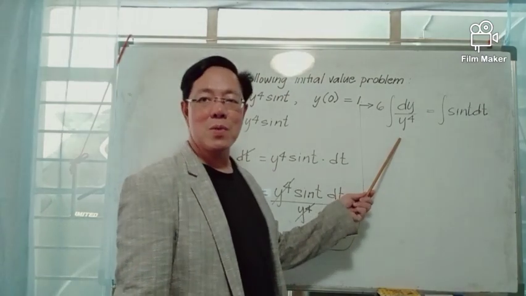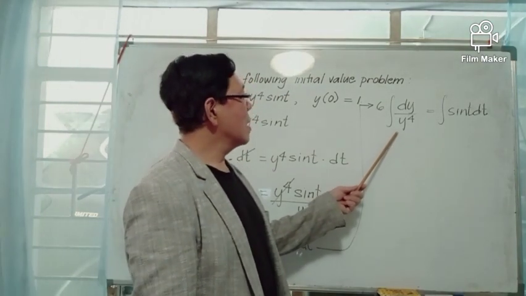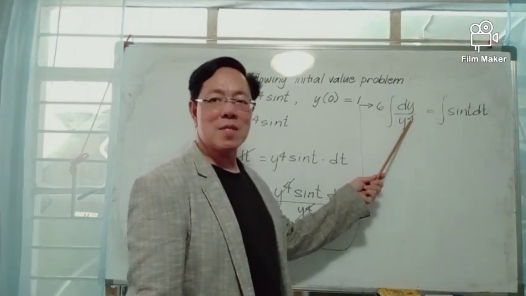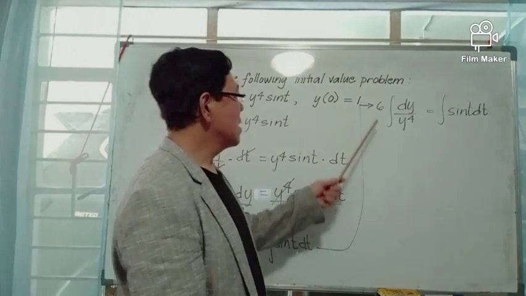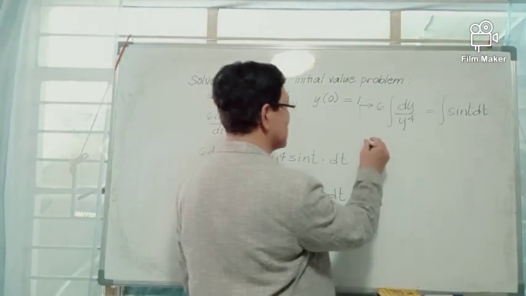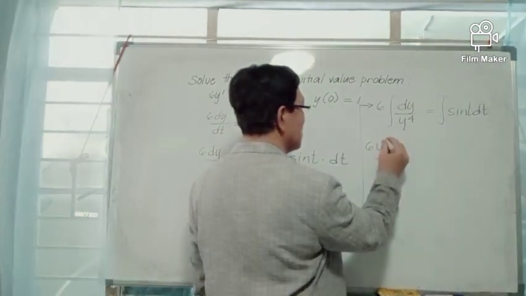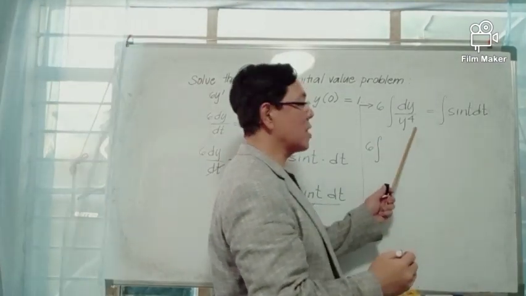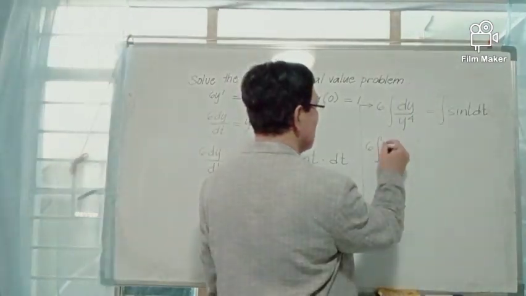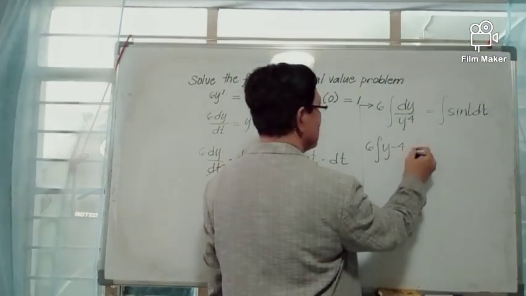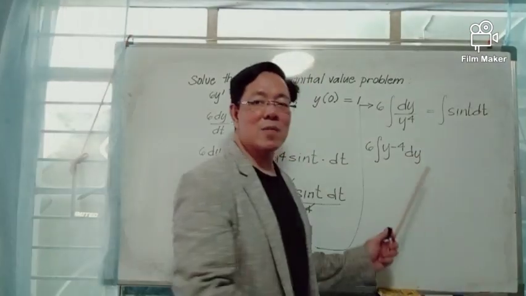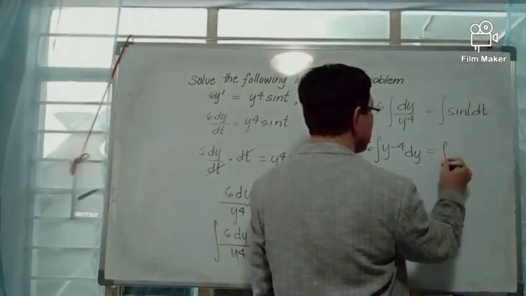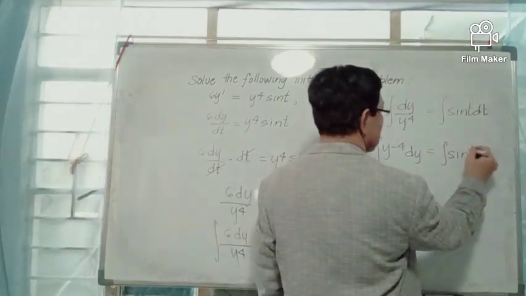To apply the power rule for the left-hand side, we bring y raised to 4 to the numerator, and we take the opposite sign of the exponent of y. Hence, the left-hand side is the same as 6 multiplied by the integral of y to the negative 4 with respect to y, equals the integral of sine t dt.